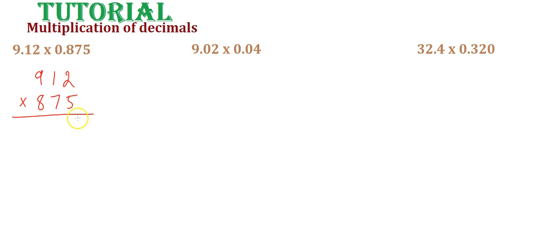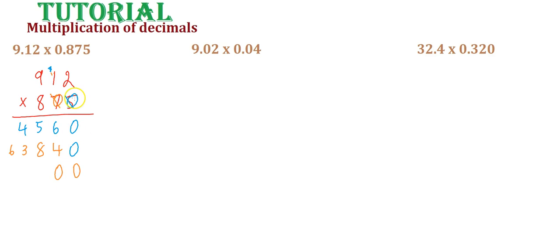So 5 times 2 is 10, so the 0 goes here, the 1 gets carried. 5 times 1 is 5, plus 1 is 6, and 5 times 9 is 45. Okay, so we're finished with that 5, and that becomes a 0. Next we have 7 times 2 is 14, so the 4 goes here, the 1 gets carried. 7 times 1 is 7, plus the 1 is 8, and 7 times 9 is 63. Okay, so we're finished with that one, so that's a 0, and that's still a 0.